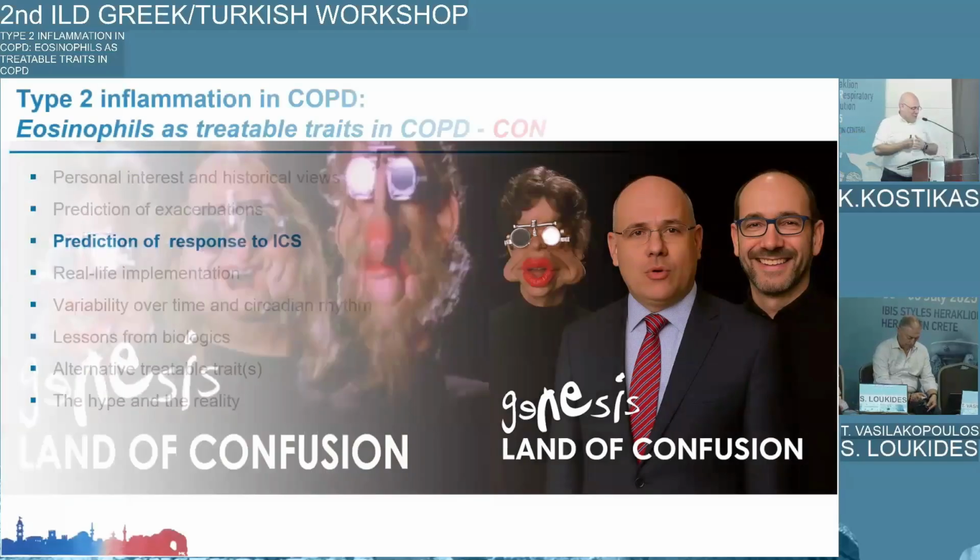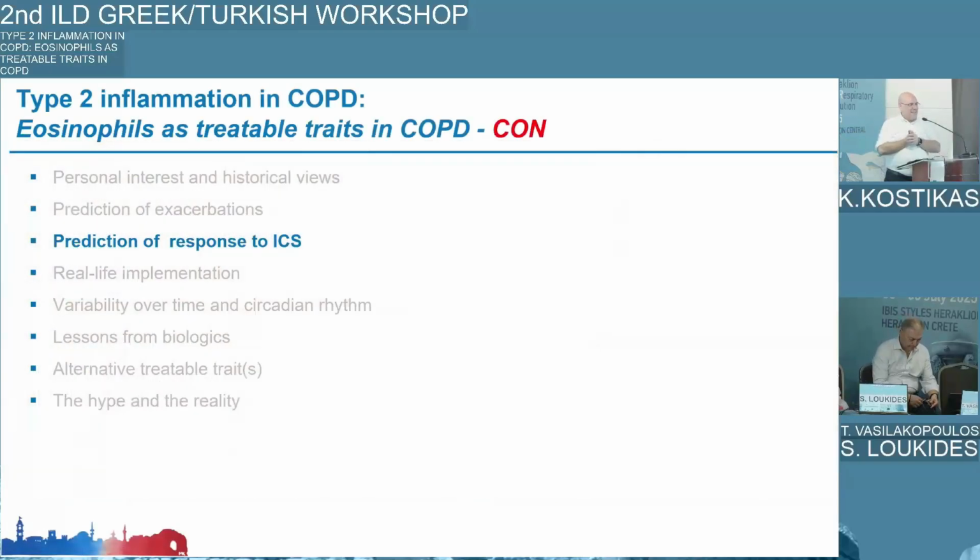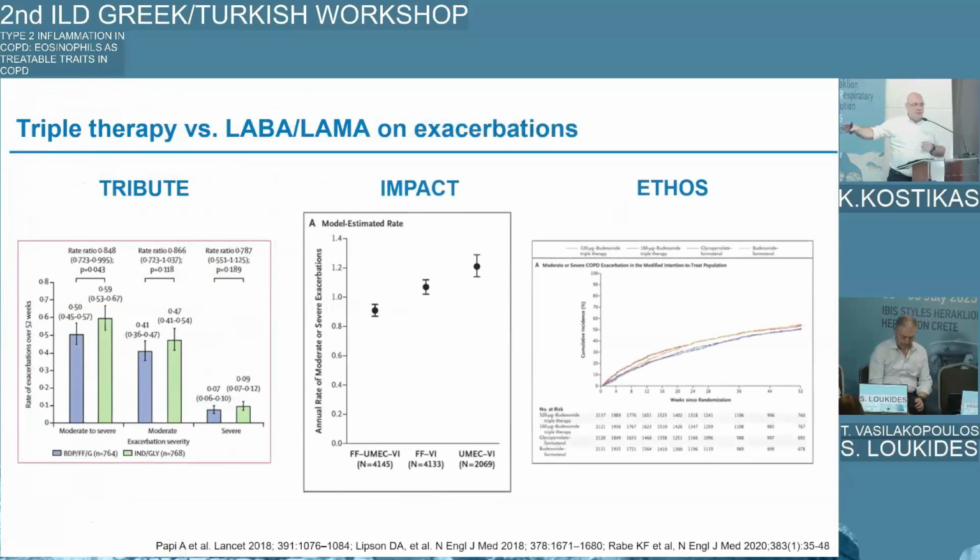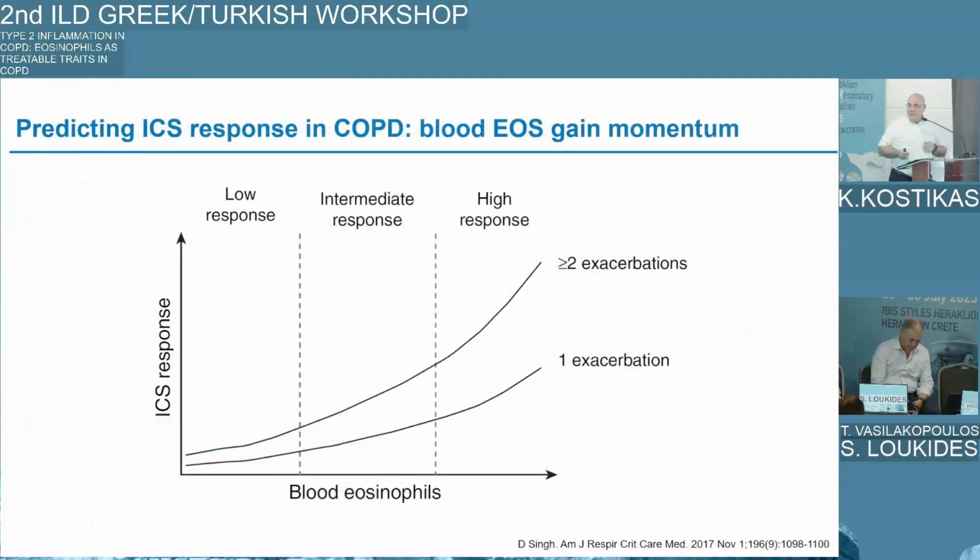So based on that, I will continue and I will say that, well, you showed data on the prediction of response to ICS. This is solid data. You had some data from IMPACT. You had some data from ETHOS. This is the hypothesis that Dave Singh had put together a few years ago. And as you can see down at the bottom, there is no cut point for blood eosinophils, and the strongest predictor of future exacerbations is the previous number of exacerbations.